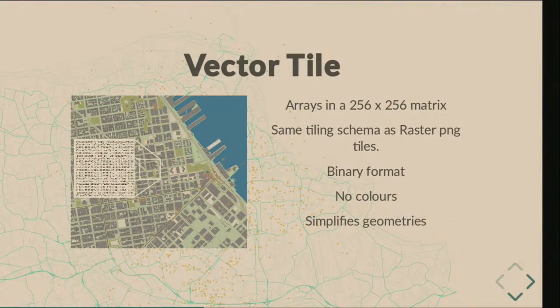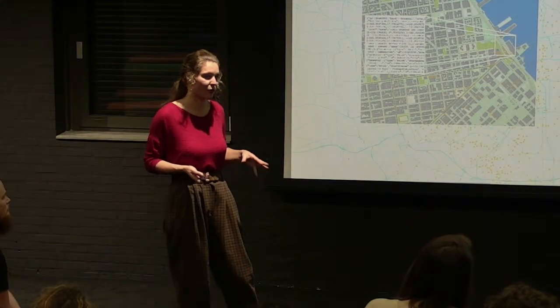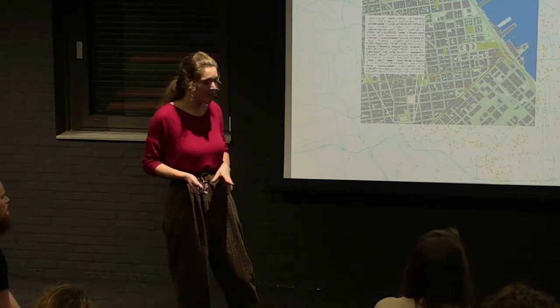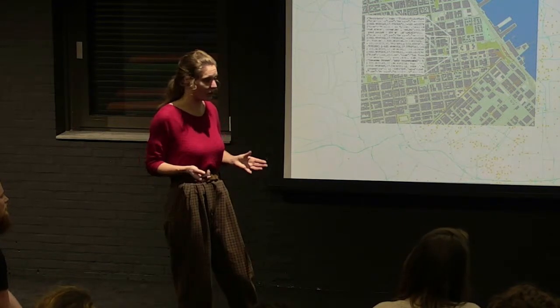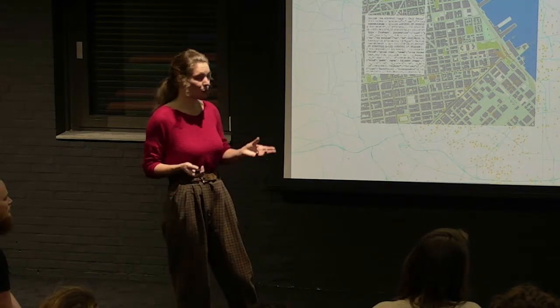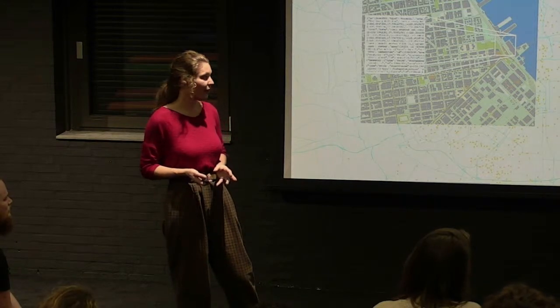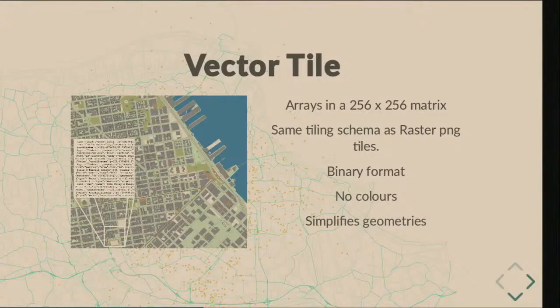How does that look? A vector tile is exactly the same as a raster tile in size, so it's also 256 by 256 pixels, and it's placed in the same grid as the raster tiles, like we use the same schema. But the geometries are binary compressed, with protocol buffers, so they get really small. Then there's also no styling information in the tile itself, so there are no colors. It's just simplified geometries.